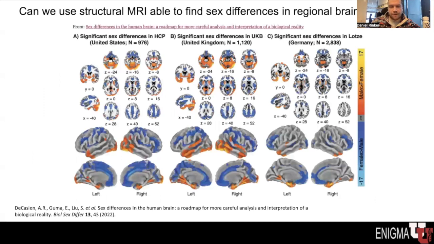This is a figure from the Decasian paper I mentioned earlier, showing each of these 3 studies. They're looking here at differences between the sexes in brain volume across the regions of the brain. And you can see the cool colors represent larger volumes in females, and the warm colors represent males greater than females.